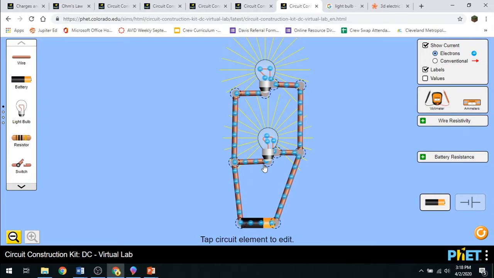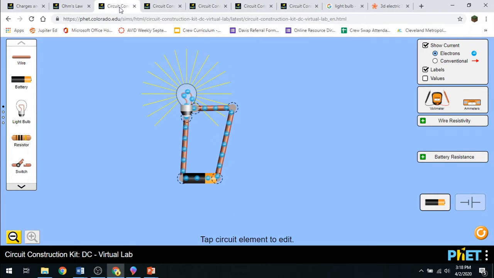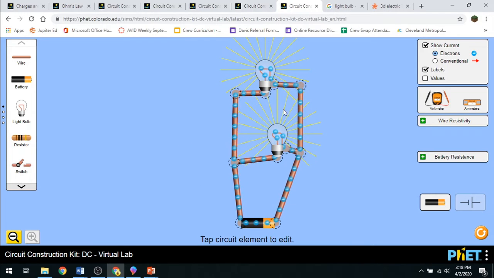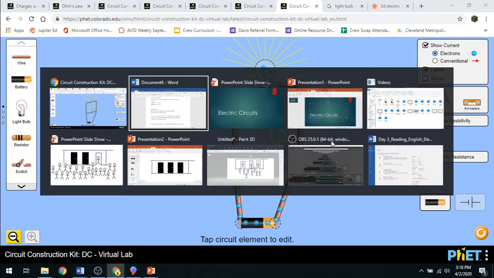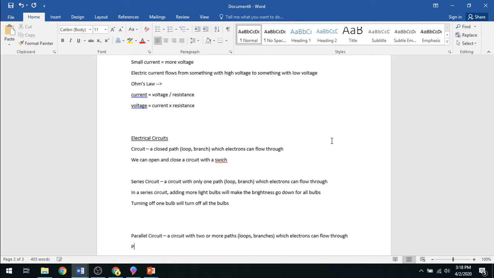So in parallel circuits, you can disconnect one light bulb and it doesn't affect another one. And also, both light bulbs have a lot of brightness. In fact, they have the same brightness as if there was only one light bulb in the loop. So parallel circuits are super handy that way. And this is what we use to power our houses. So used to provide electricity to houses.